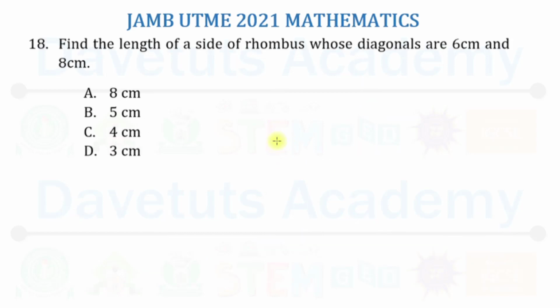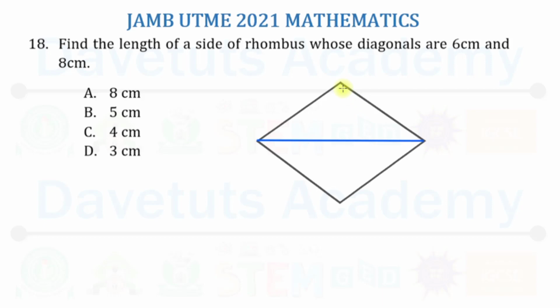Here in the question of mensuration, we're asked to find the length of a side of a rhombus whose diagonals are 6 centimeters and 8 centimeters. So if you are to take this as a pictorial view of our rhombus, and we are talking about the diagonals of the rhombus, we are going to have something like this in which the diagonals are cutting themselves at right angles. If they are 6 and 8 and they are cutting themselves, then this will be 4 and 4 for the longer one, and this will be 3 and 3 for the other one.